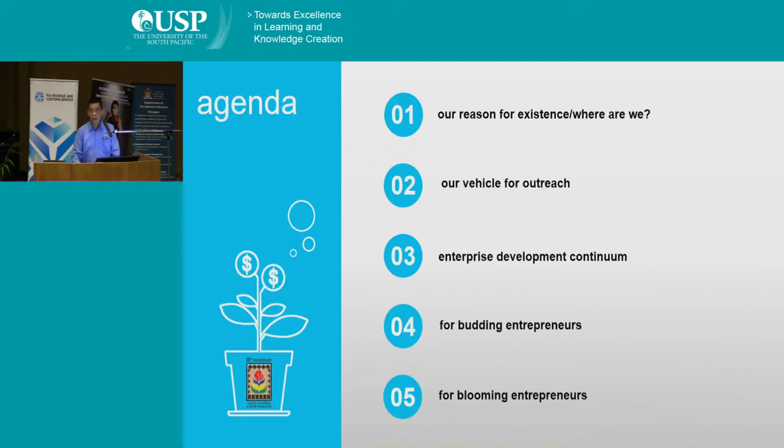For this afternoon's discussion, these are the agenda, 5 main topics. Like I discussed with you, what's the reason for our existence, and where are we? Our vehicle for outreach, our enterprise development program, both for the budding entrepreneurs, meaning the startups, and for the blooming entrepreneurs, the ones who are on the verge of growing to a bigger size business.